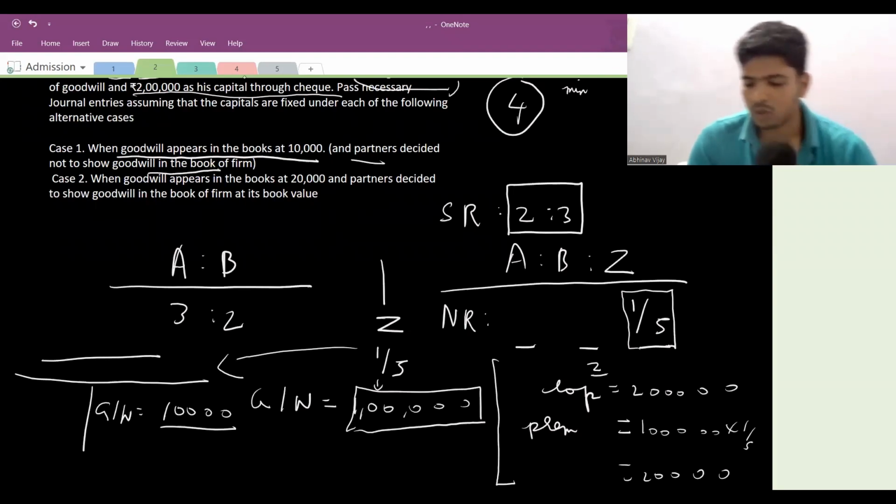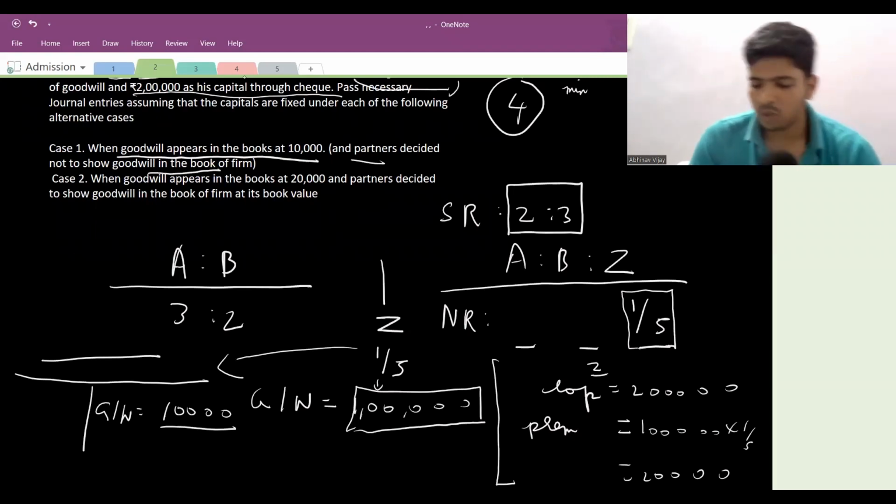The second part is the entry of adjustment. What is the entry of adjustment? First, we need to make the entry for capital bringing in. So to Z's capital account, and then we have premium for goodwill account. So Z 2 lakhs and 16,000. So 2 lakhs 16,000.